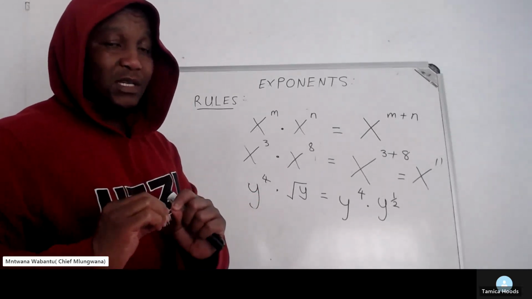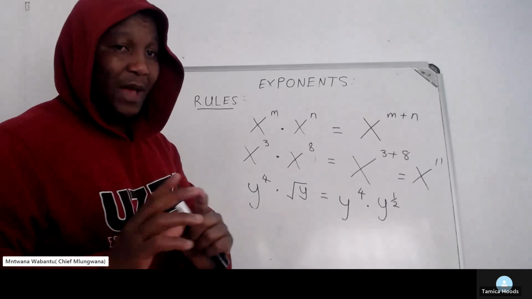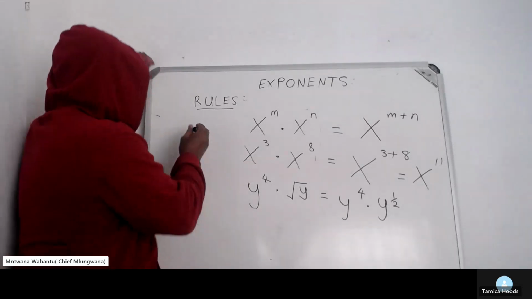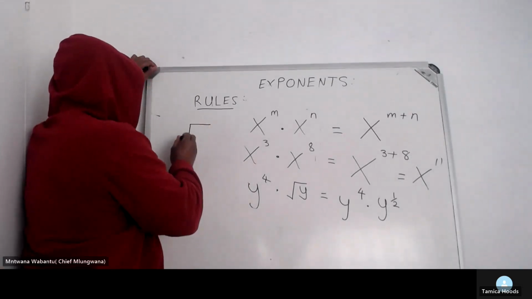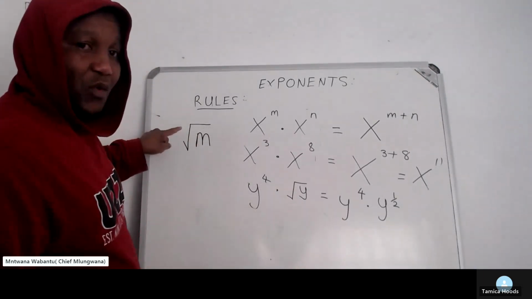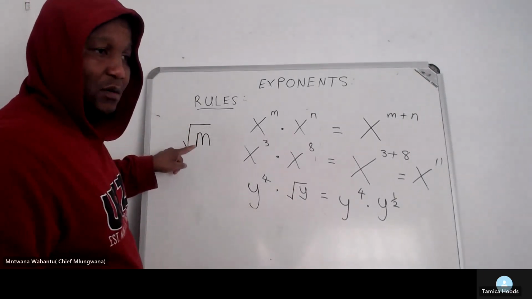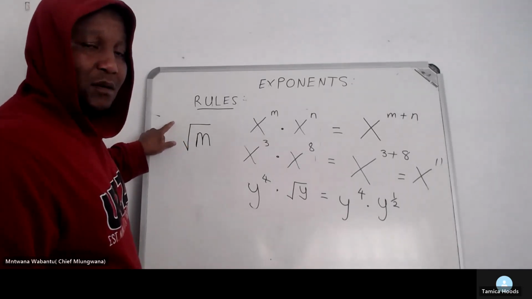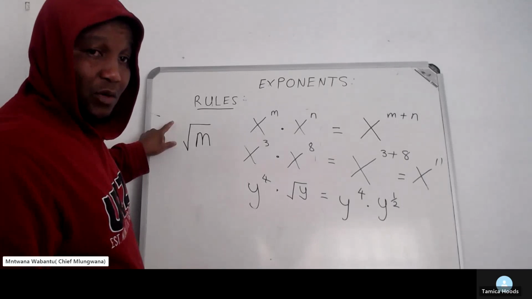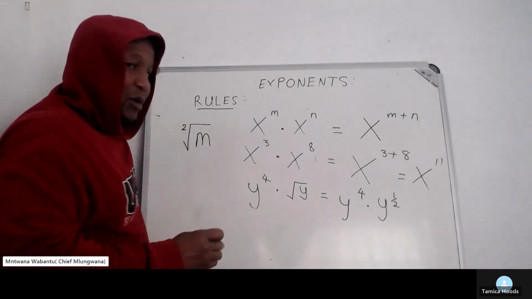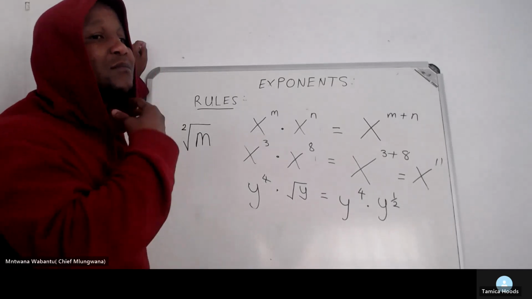So, our intention is to change from the root to the power. But we have a different type of root. For example, if you have this, let's say this is m, how do we call this? Square root. Means there's no number here. Which number do you assume it is? 2. But when you say 2, what does that mean?